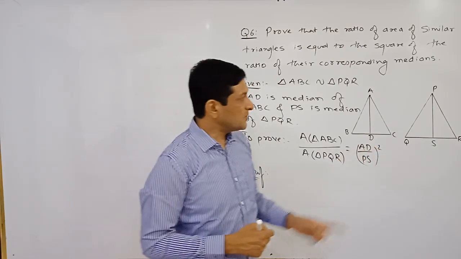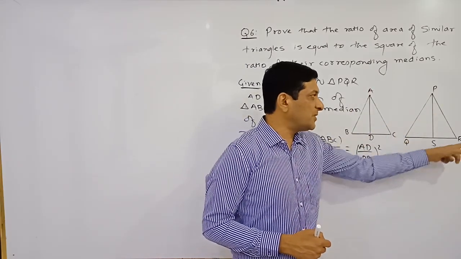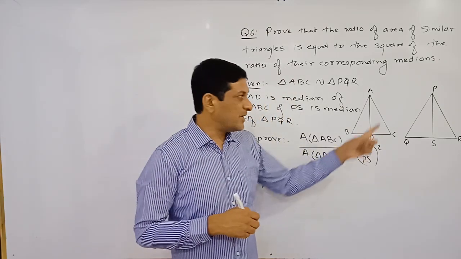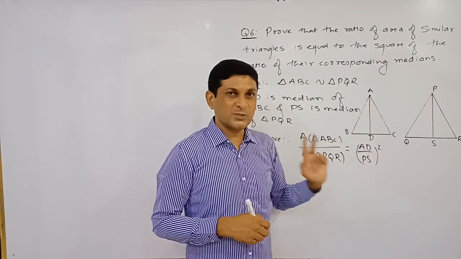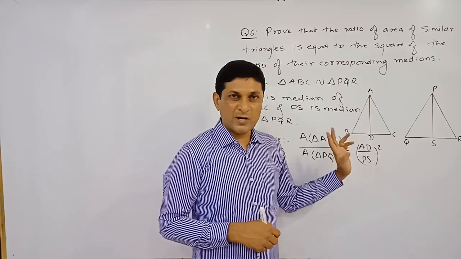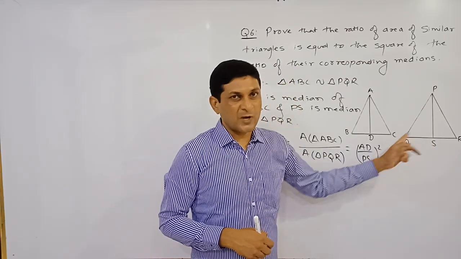In triangle ABC, I am considering that AD is the median, and in triangle PQR we are considering PS as a median. Median means a segment joining the vertex and the midpoint of the opposite side. If AD is the median, then definitely D is the midpoint of BC, and here PS is the median, so S is the midpoint of what?